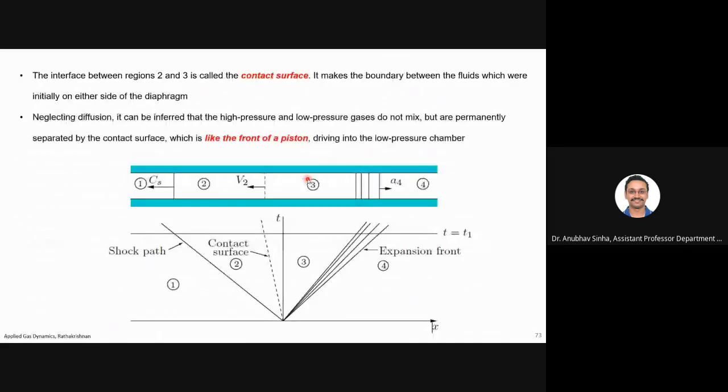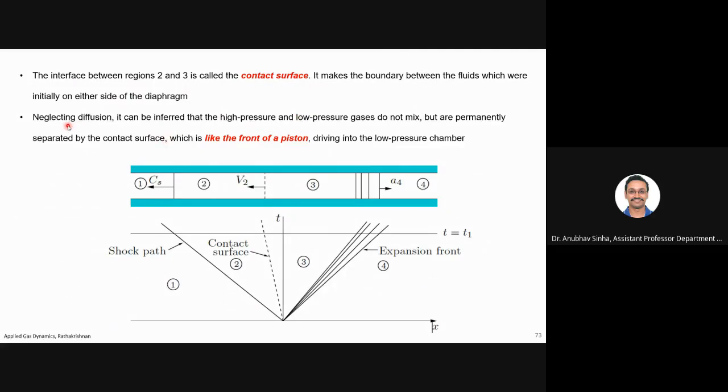Now the interface between 2 and 3 is called the contact surface. It basically marks the boundary where the diaphragm was. The diaphragm was separating high pressure and low pressure fluid. Once we remove that, this is called the contact surface, a boundary of high and low pressures.